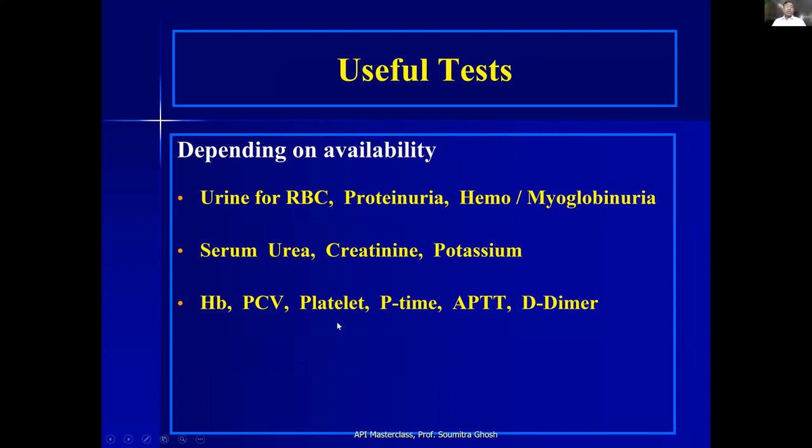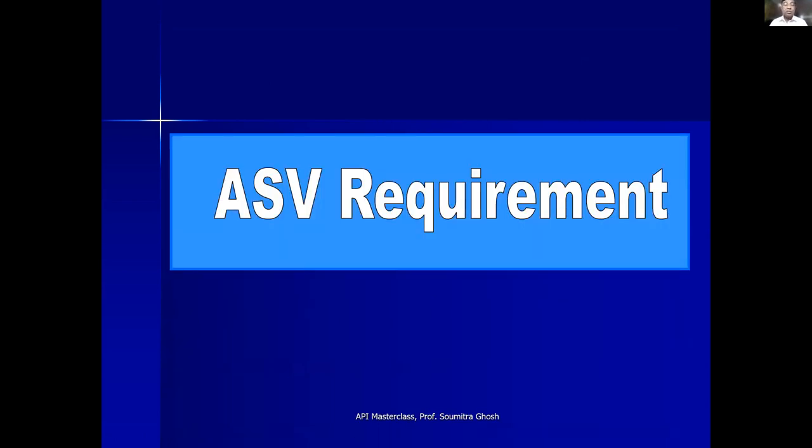Number one is the urine for RBC, proteinuria, hemoglobinuria, or myoglobinuria. That is very important if it is a nephrotoxic or hemotoxic snake bite. Serum urea creatinine is very important. Potassium is important because if there is hemolysis or rhabdomyolysis, potassium goes up. If there is renal failure, potassium goes up very fast. And if possible, we can go for hemoglobin, PCV, platelet, PT, APTT, and D-dimer. But in many laboratories D-dimer takes a long time, and we cannot think of the D-dimer test in rural areas. Thanks to COVID, D-dimer has become a very important test now, so everybody is now equipped with it.